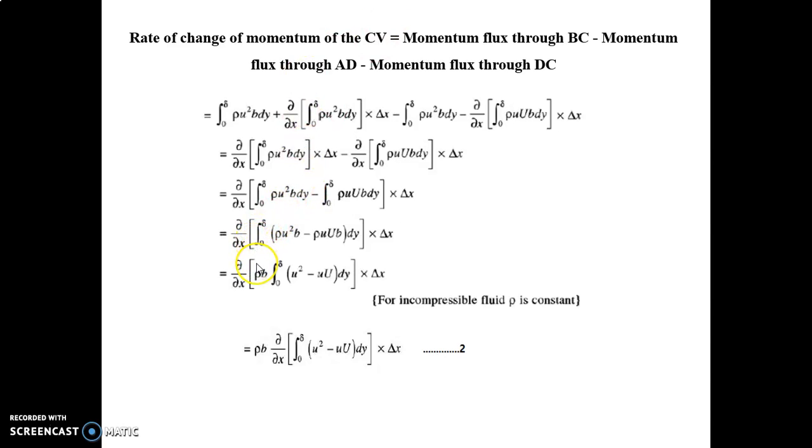After putting the value of all these, we have got del upon del x, rho b, integration of 0 to delta, small u squared minus small u into capital U, dy, into del x. If the flow is incompressible, meaning density is constant, then the final value is rho b, del upon del x, integration of 0 to delta, small u squared minus small u into capital U, dy, into delta x.